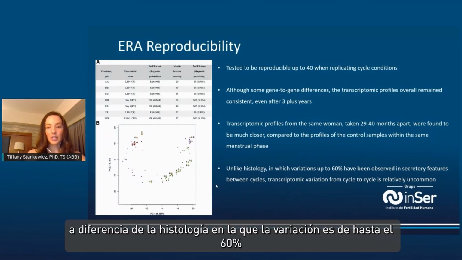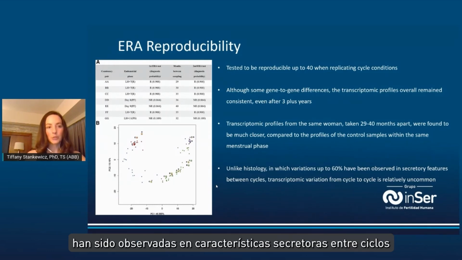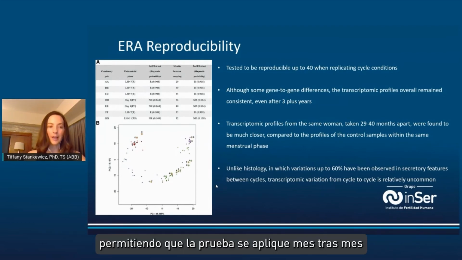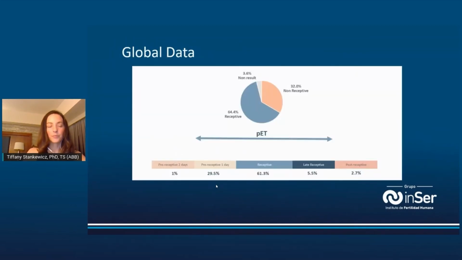Unlike histology, in which variations up to 60% have been observed in secretory features between cycles, transcriptomic variation from cycle to cycle is relatively uncommon, allowing for the test to be applied month after month.